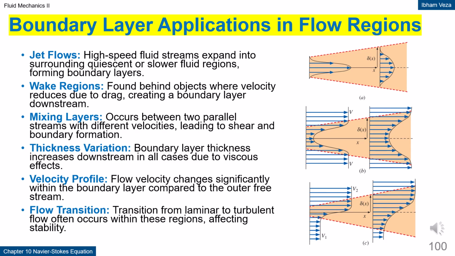Boundary layer applications in flow regions. Boundary layers do not only appear over flat plates, but also in jets, wakes, and mixing layers. In jets, the boundary layer forms between the fast stream and the surrounding quiescent fluid. In wakes, this layer appears due to flow deceleration behind a body. In mixing layers, the boundary layer develops between two parallel streams with different velocities. All these cases show that viscosity always creates a velocity transition zone.